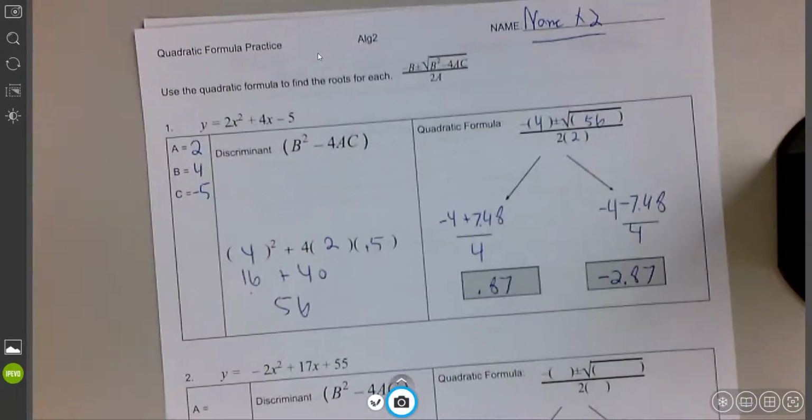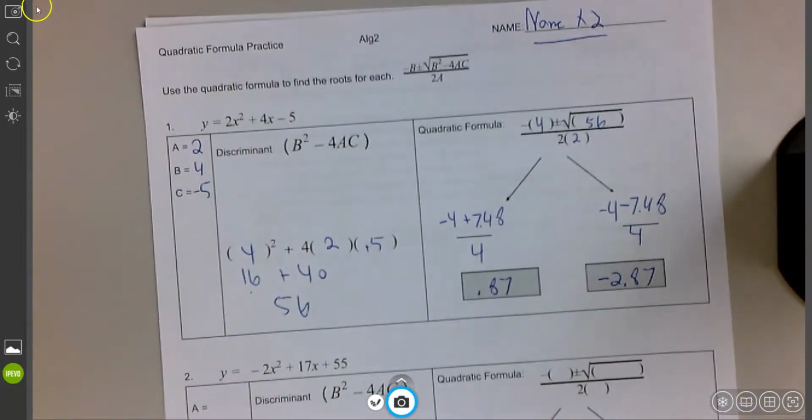Have at it. Rip through it. Right under 10 minutes. If I stop talking in 5 seconds, 4, 3, 2, moving on.